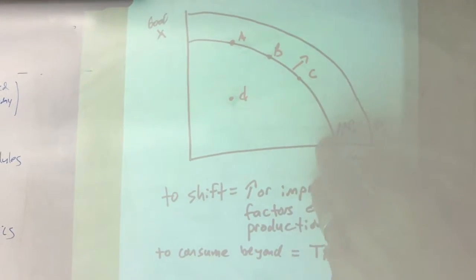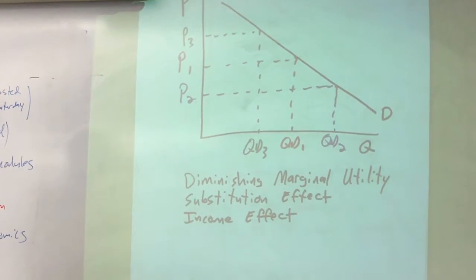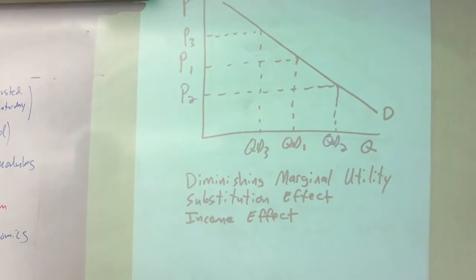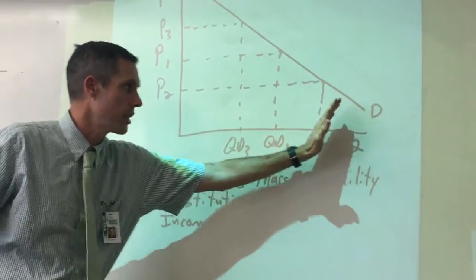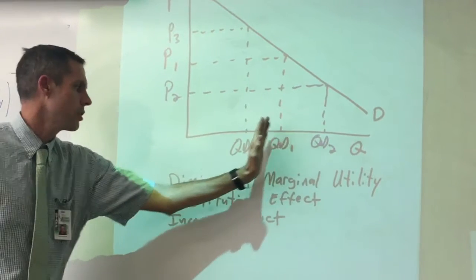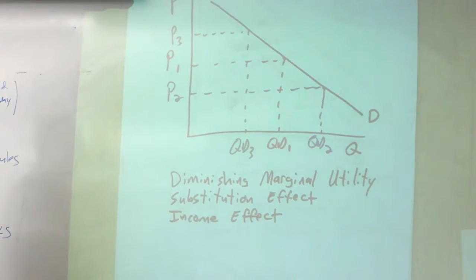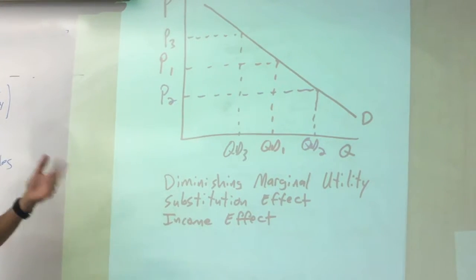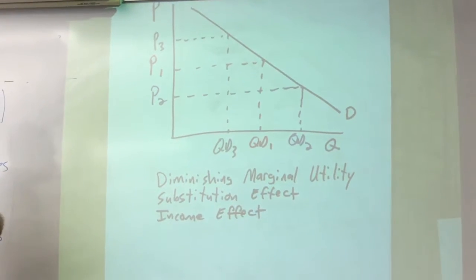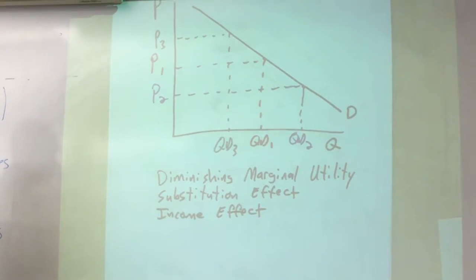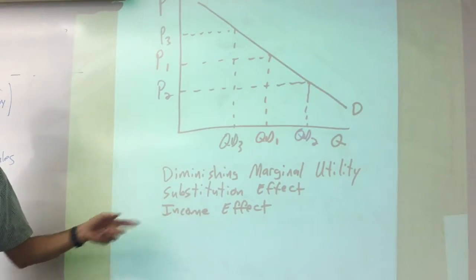Next diagram we're going to look at deals with the concept of a downward sloping demand curve. Our law of demand says, holding everything else constant, if you decrease price, you increase quantity demanded. If you increase price, you decrease quantity demanded. The demand curve is downward sloping for three general reasons: diminishing marginal utility, which means in order to convince you to purchase more of something, price has got to come down because your marginal utility is going down; substitution effect; and income effect.